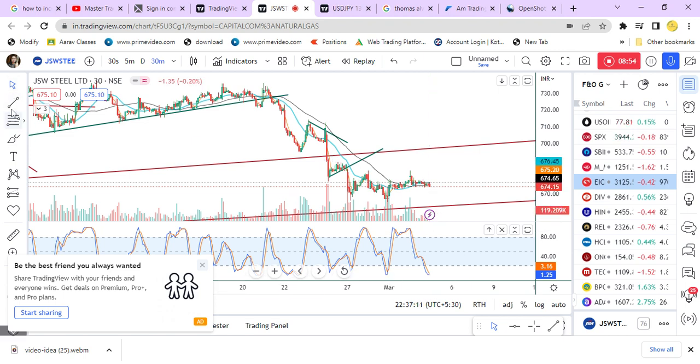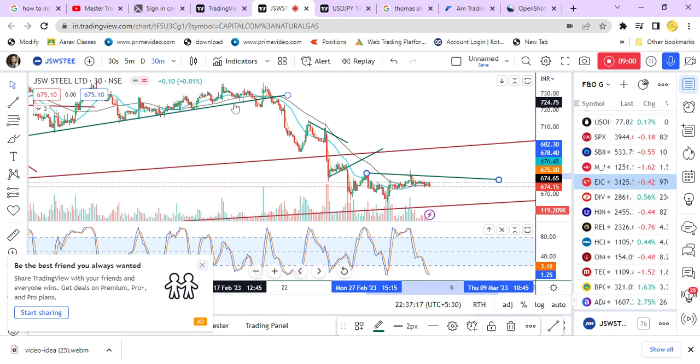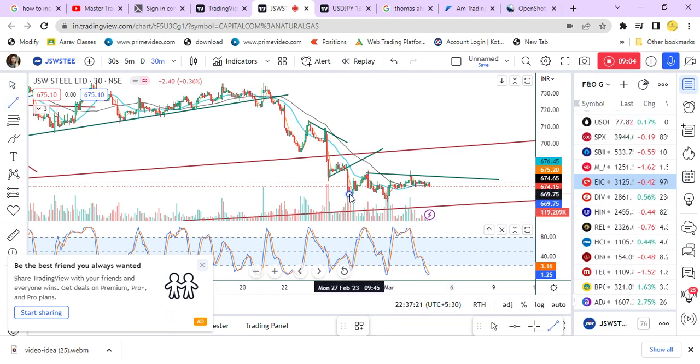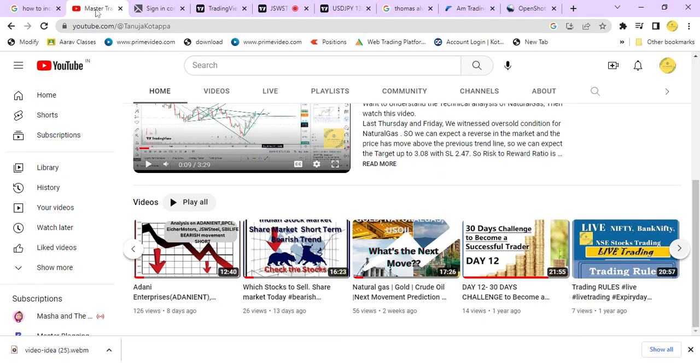So here also we'll draw the trend line. This will also create the broadening wedge, so it may reach the target 662 for JSW Steel. So we can book the profit, or else if it crosses this one, we'll close the call. Okay, still we are on a profit for JSW Steel.